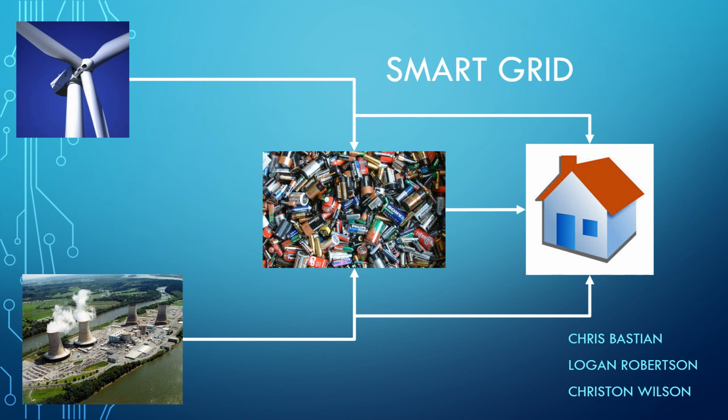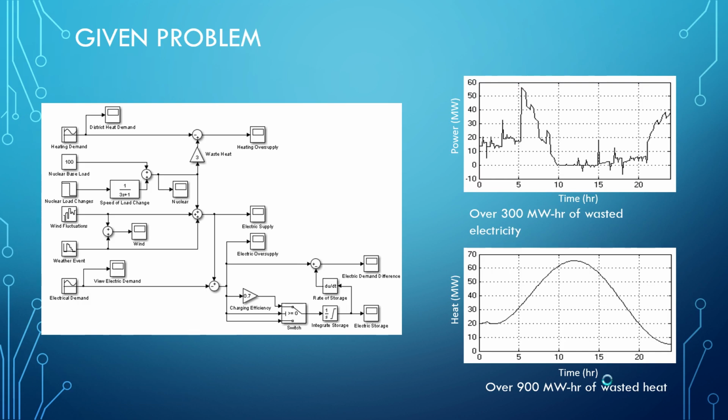Basically, what we were given is we needed to meet both the heating and the electric demands of a population. We had a nuclear reactor that we were given. We also had a wind farm that could provide intermittent wind energy. And we were given a battery. We didn't know what kind, so we just assumed it was a lot of small batteries to store this energy so that we could meet the electric demand.